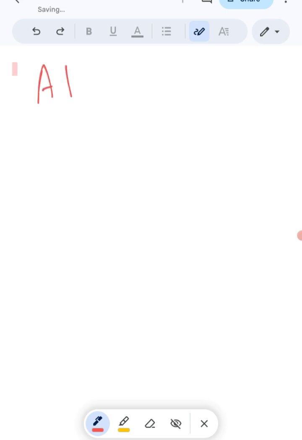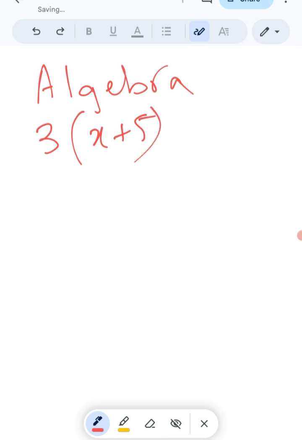We are starting with algebra today. This algebra is going to be the revision of each and every concept which we have done so far. So let's start with the expansion first. 3 multiplied by x plus 5 is your question. You need to expand it.